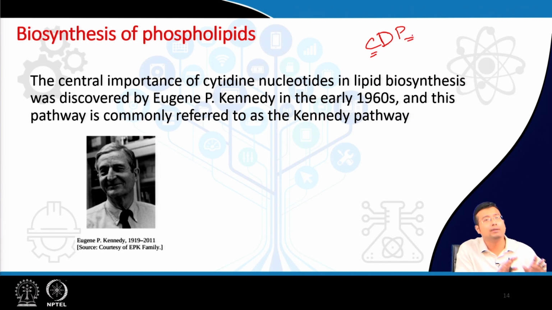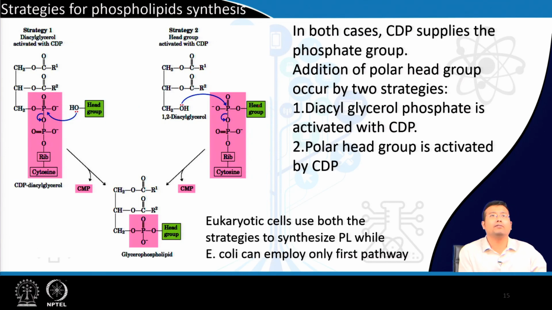We will be discussing them later when we are discussing nucleotide metabolism, but this is the basic chemistry that we should be aware about, nucleotides and nucleosides. So, Eugene Kennedy found out that whenever phospholipid synthesis is taking place, the head groups are donated in the form, or the head group formation is taking place whenever there is an attachment of CDP or cytidine nucleotides. So, you can see over here, whenever there is phospholipid biosynthesis, the CDP supplies the phosphate group.